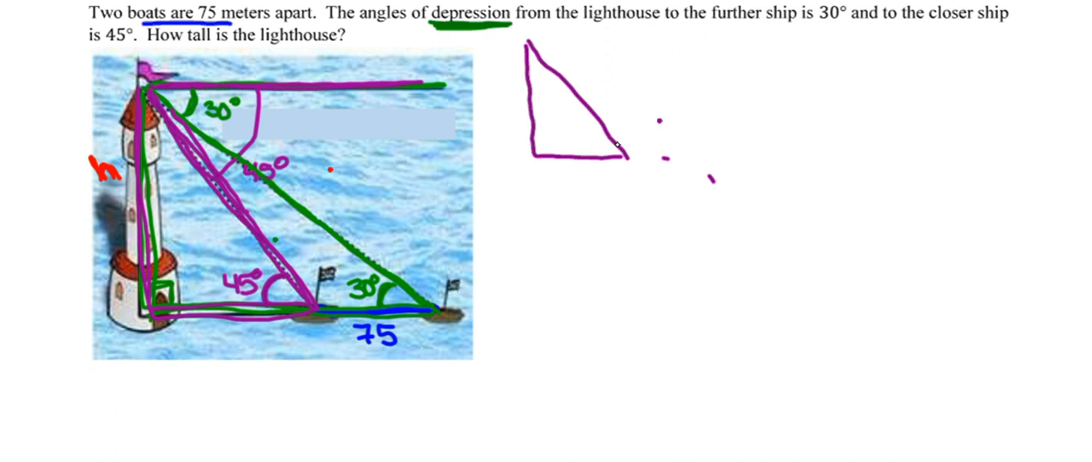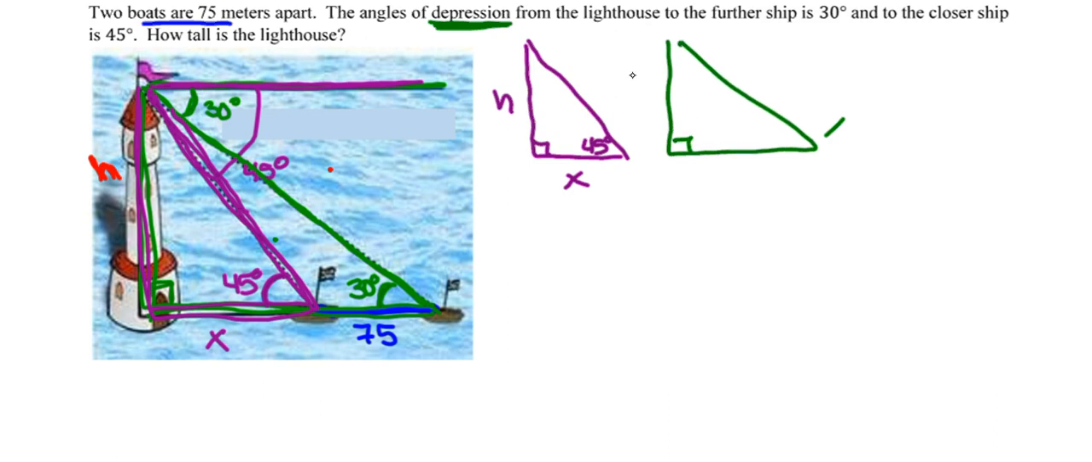So I've got this first triangle whose vertical height is h. For lack of something better, I'm going to call this piece here x because I don't know the measurement of that. And I do know the measure of this angle is 45 degrees. And then the other triangle that I want to isolate and look more closely at is this green triangle, again, whose vertical height is h. This horizontal distance is going to be x plus 75. And this angle in here is 30 degrees.